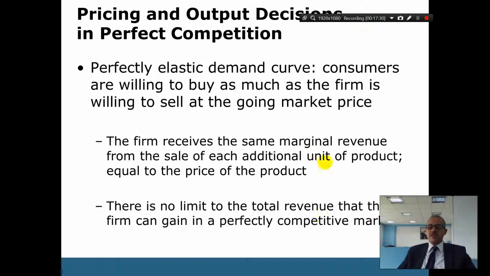Now the firm will receive the same marginal revenue for the sale of each additional unit, and it's equal to the price of the product. So I produce 10, if I do the 11th, I'll get the same marginal revenue for every 1 more kilo I sell. And we said this is different than if you are in a monopoly. Because in a monopoly, if you produce 1 more unit and try to sell it, you will have to reduce the price. You will have to have some salespeople. You will have to pay commission for distributors. You just can't do it by yourself. There is no limit to the total revenue that the firm can gain in a perfectly competitive market.